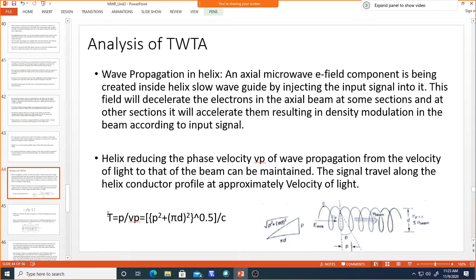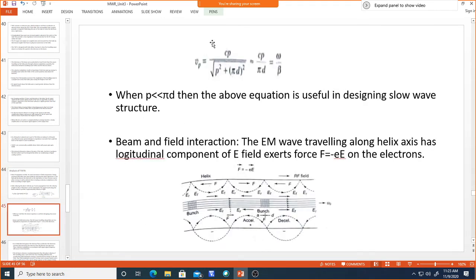This will be the time taken by the electrons, and this is the actual time period taken by the wave along the helix structure. The phase velocity can be defined by using the diameter and the pitch of the helix. When the pitch is far less than the diameter, it will be useful while designing the slow wave structure. Now, how does the beam-field interaction happen?